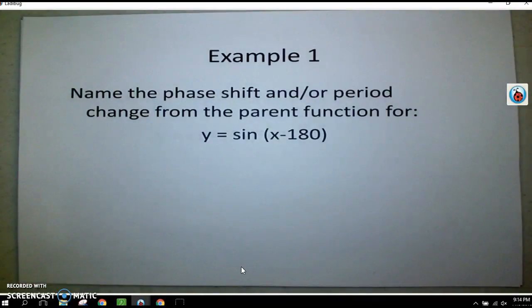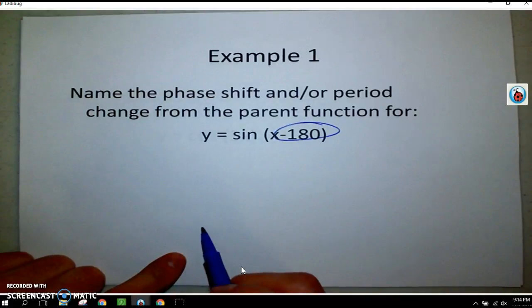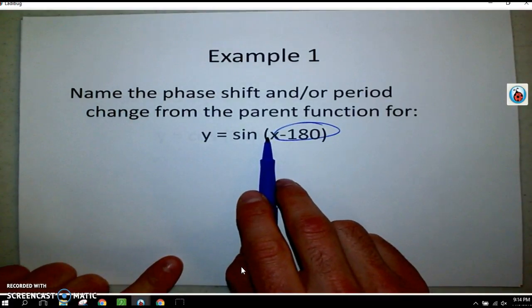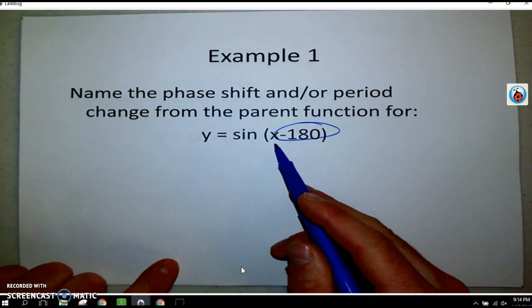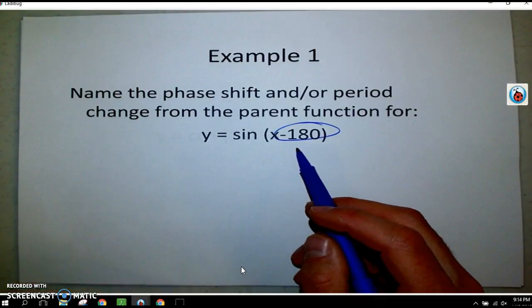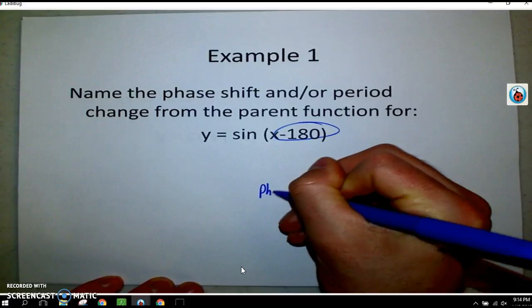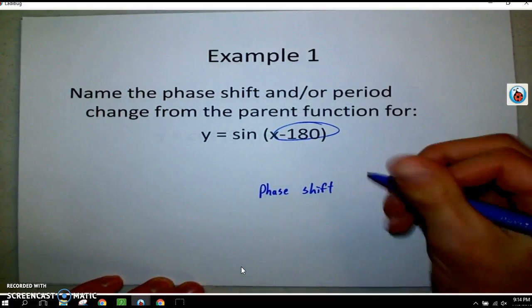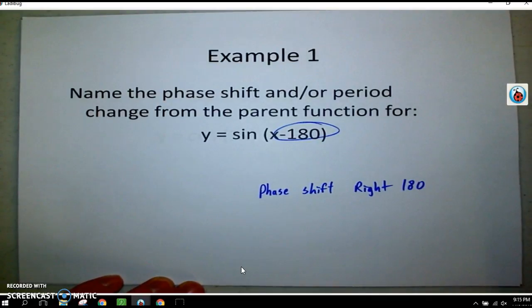It says name the phase shift and/or period change from the parent function. Well, all I have going on right here is a minus 180 degrees. There was no number being multiplied, so the period is still the same. Period would still be 360 degrees. But I have a phase shift here. So the phase shift, thinking opposites, is going to be right 180.